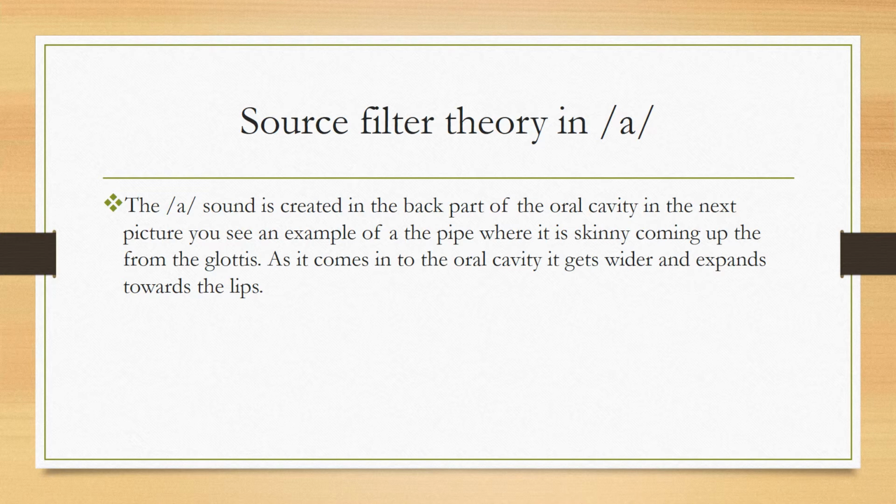The source filter theory in ah. The ah sound is created in the back part of the oral cavity. In the next slide, you'll see a picture that shows an example of the source filter theory and how the pipe works. The pipe in the ah sound is skinny when it's coming up from the glottis, and as it comes towards the oral cavity, it gets wider and expands towards the lips.